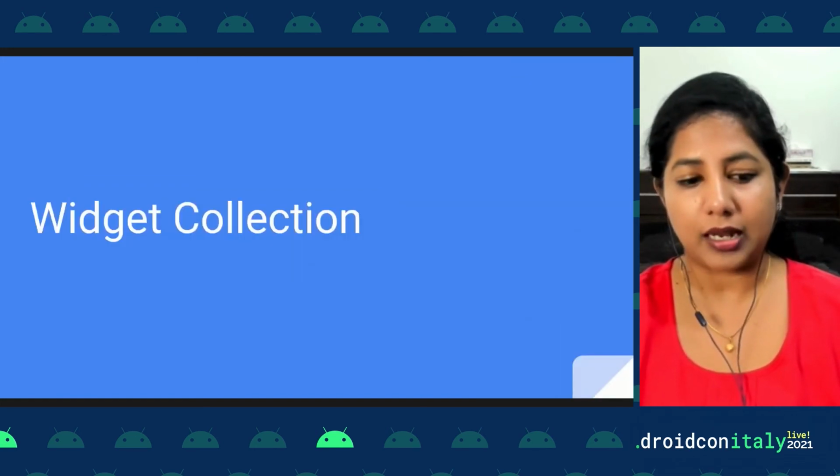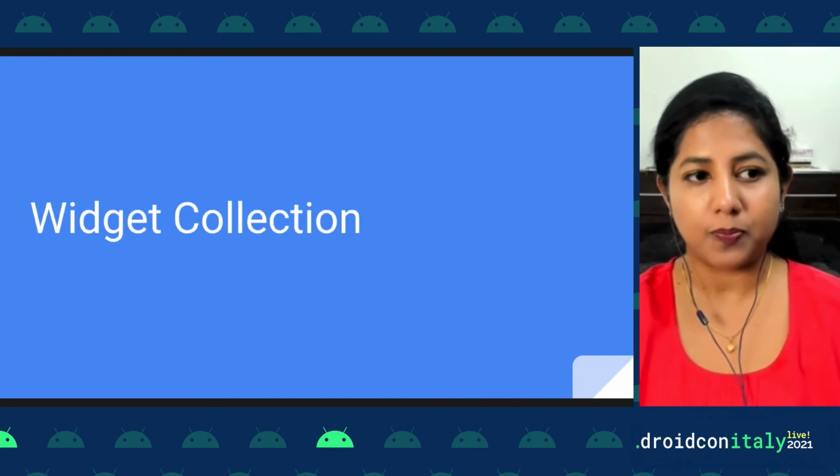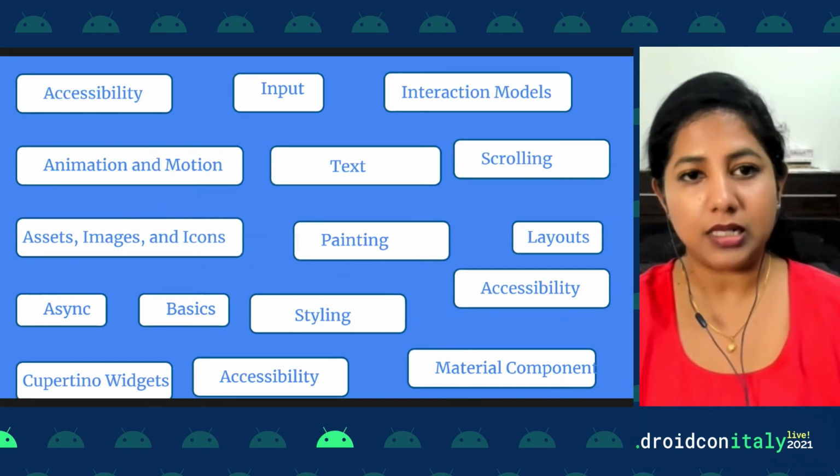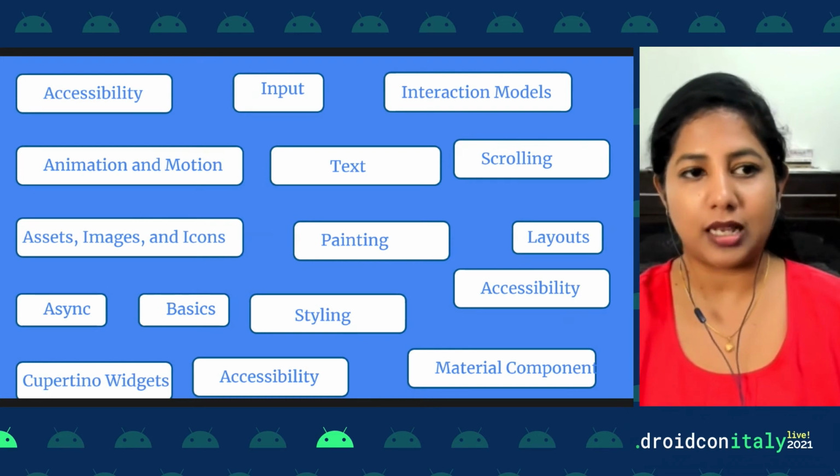Now, coming to the widget collections, we definitely have different types of widgets. You think about a particular use case, we have widgets. So we have accessibility, input, text, scrolling, painting, layouts. The moment I say row, column, they all come under layouts. They say text, accessibility, styling, themes, async, assets, image, icons. So you can look into the Flutter dev docs. You can find all these widget collections.